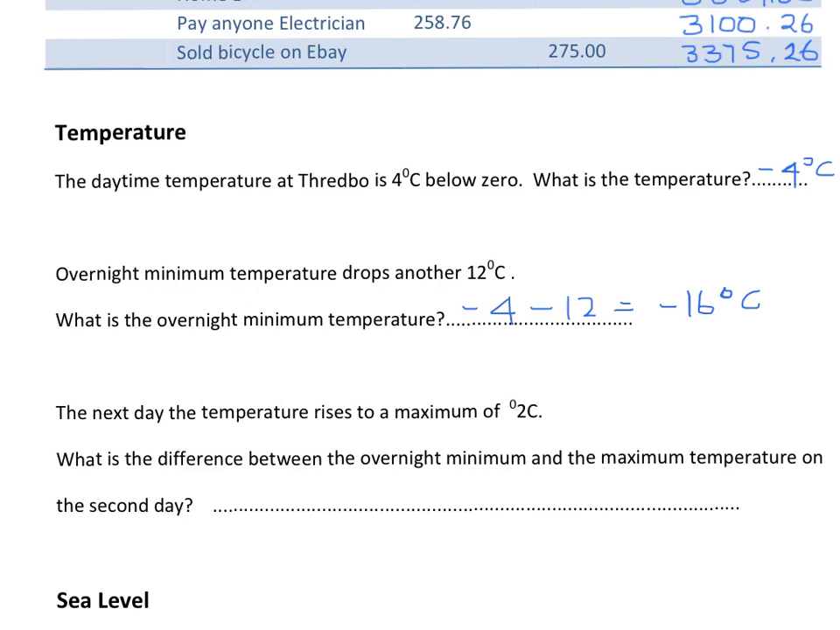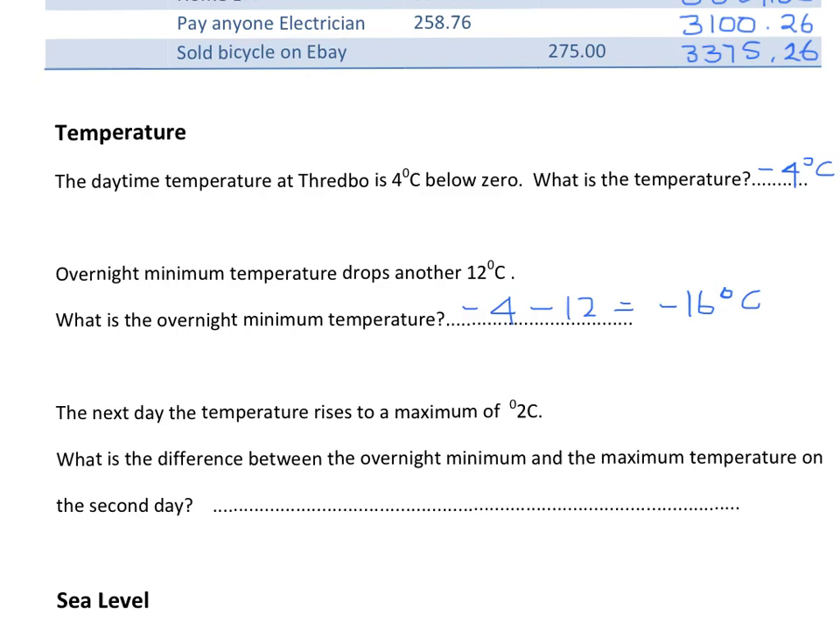The next day, the temperature rises to a maximum of 2 degrees centigrade, so it's now above zero, so the water in the puddles is going to begin to thaw. We've got a positive temperature. What's the difference between the overnight minimum and the maximum temperature on the second day?